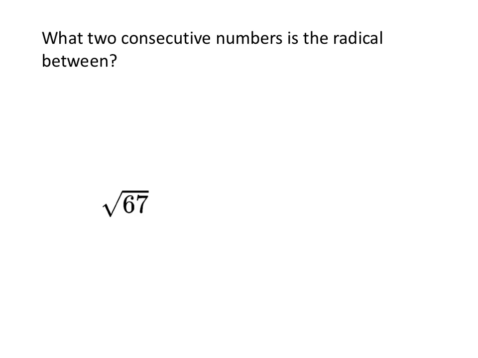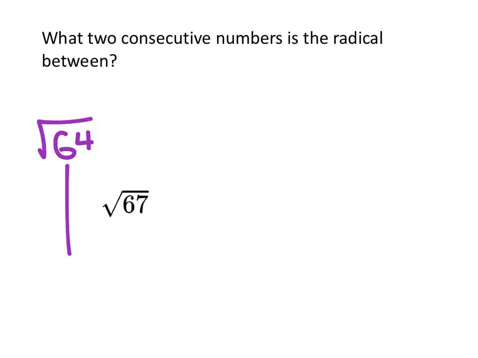What two consecutive numbers is the radical between? And this is the square root of 67. Now this is where it comes in handy to know your perfect squares, right? And I'm going to do this two different ways because it doesn't take too long. Got the square root of 67, and I know the perfect square that's just below it is 64, right?